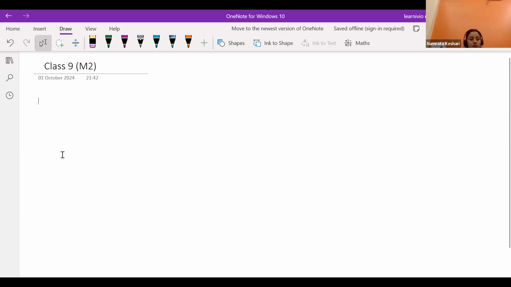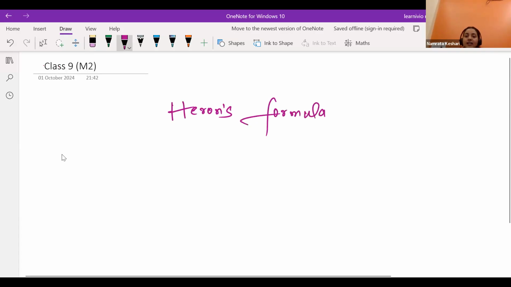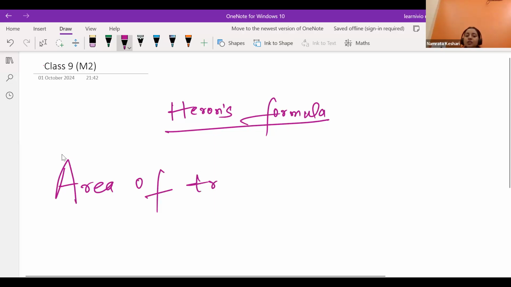Yes, so we are going to start Heron's formula. Now, what exactly are we going to discuss in this chapter? Heron is the name of a mathematician. He has given a formula which we are going to discuss in today's class. Which formula has he given? He has given a formula for finding the area of a triangle. He said that you can find the area of a triangle by using a formula which he has given.